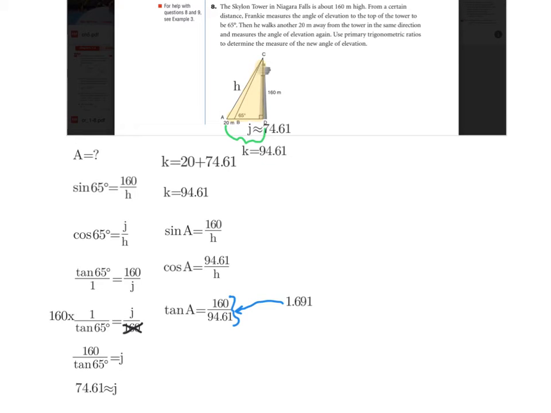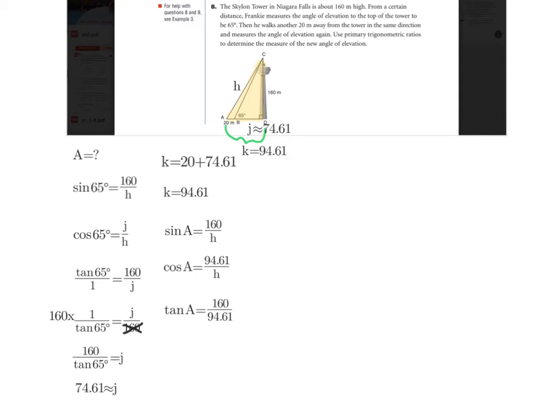But I'm not going to write 1.691 because that's rounded. Why would I go to an extra step to round it only to get a worse answer? Because now that it's rounded, my answer is not going to be as good. Right, so I'm just going to keep the 160 over 94.61. If you want to round it, go ahead, but my answer will be better.